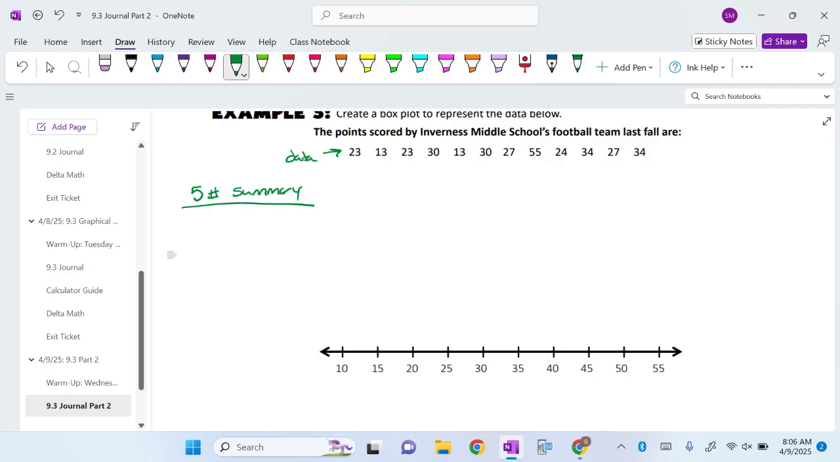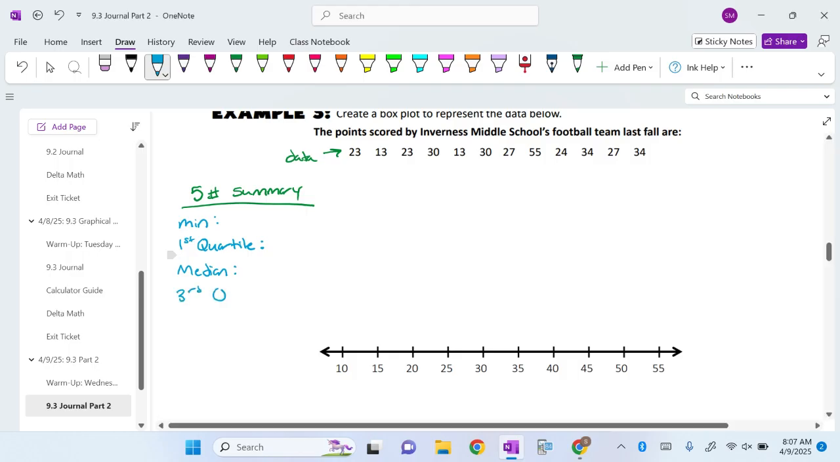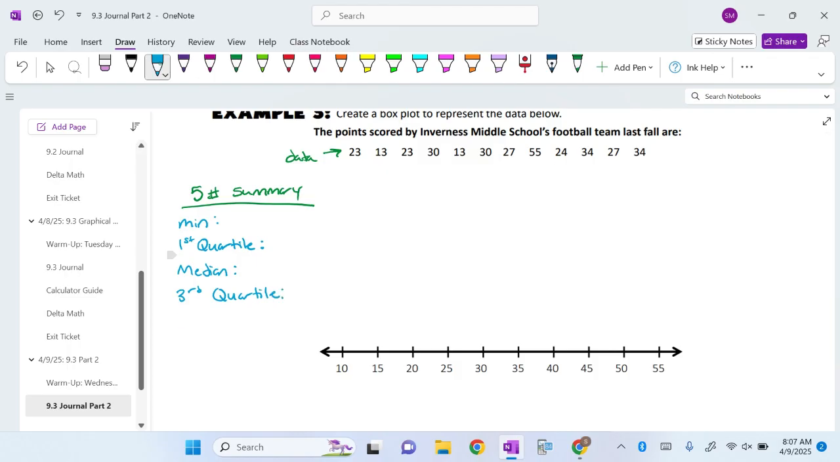And in that summary, you need 5 things. You need the minimum number. You need the first quartile. You need the median. You need the third quartile. And you need the maximum.